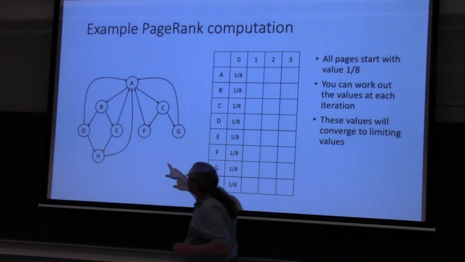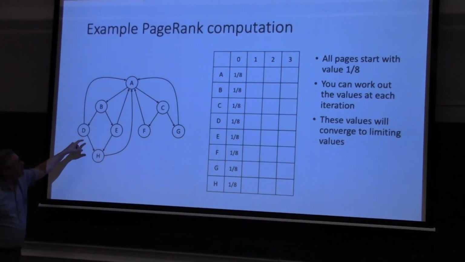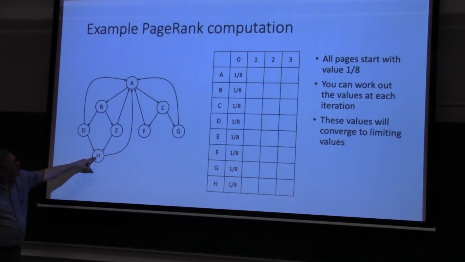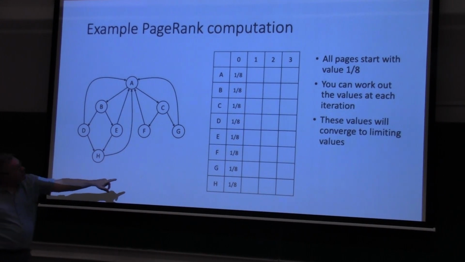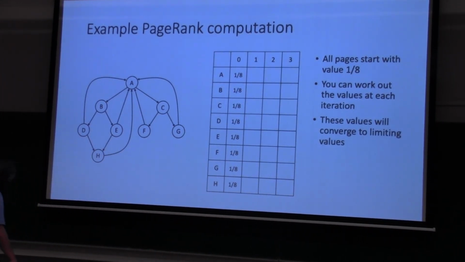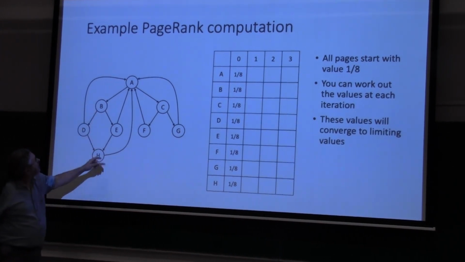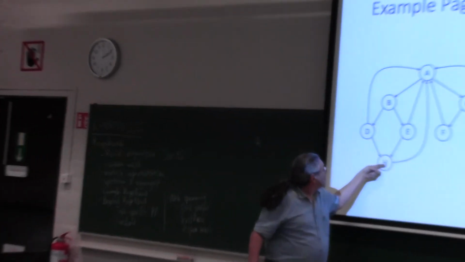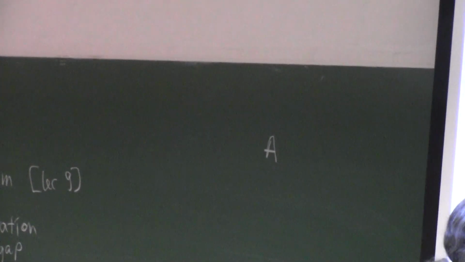So here's an example of web pages. There's 8 pages here: A, B, C, D, E, F, G, H. Each page has 1/8. So now the fluid circulates. And how does it work? Well, look at page A. Page A has D going in, E going in, H going in, F going in, and G going in.